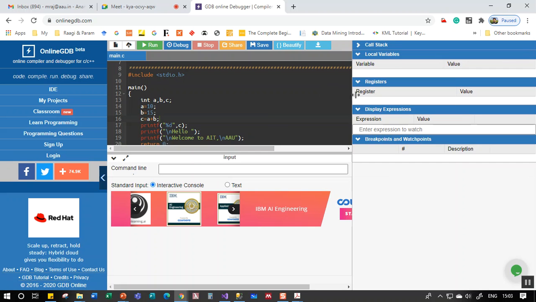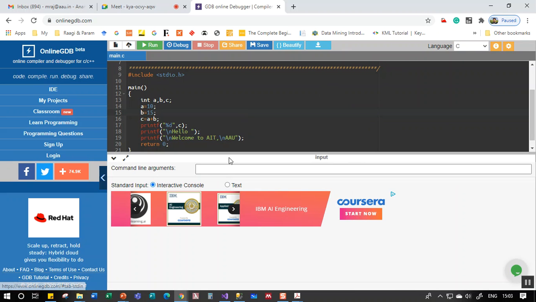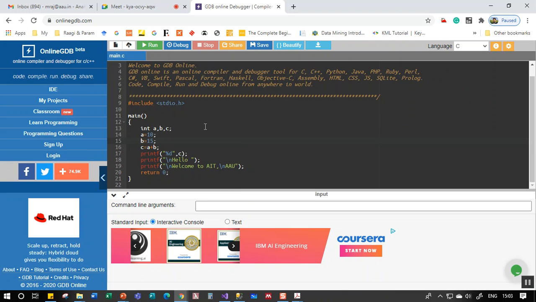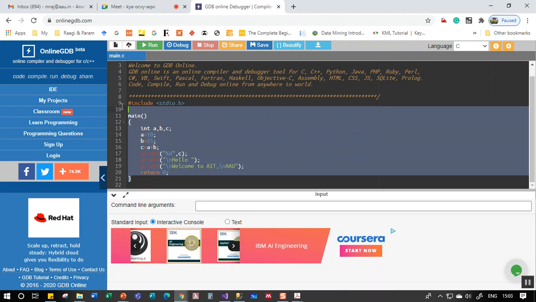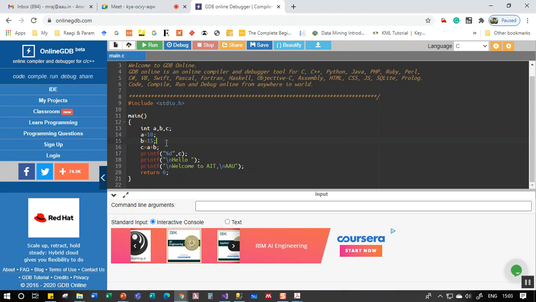So your program is ready. You know how to write simple programs. You can write such kind of programs in online GDB for addition, subtraction, division, multiplication, for square, and you can give output in the same way.